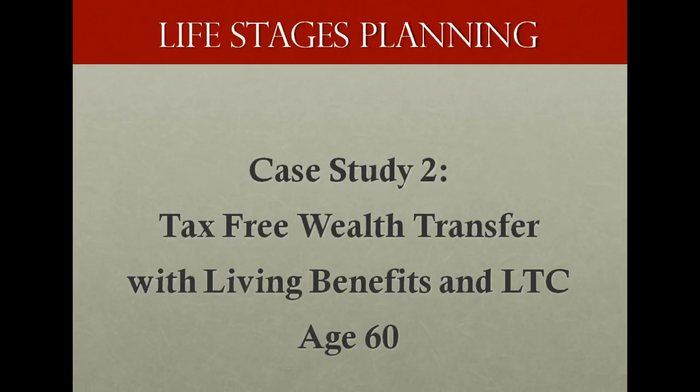Now let us progress to a second example, or a second illustration. This is a tax-free wealth transfer plan with living benefits and long-term care for a 60-year-old male. The appropriate funding for a plan of this sort would come from money that is currently not designated for income or for future income. It is money potentially used for unexpected emergencies, but not planned to be used for any major purchases.